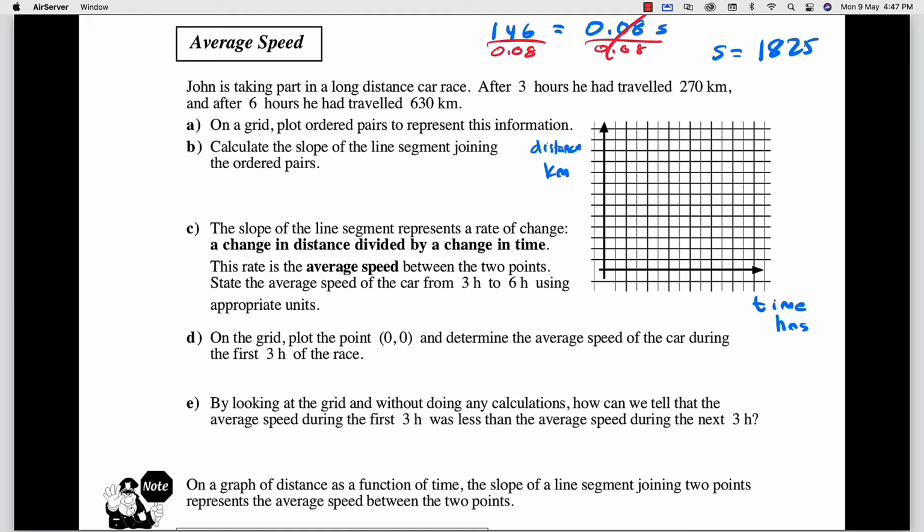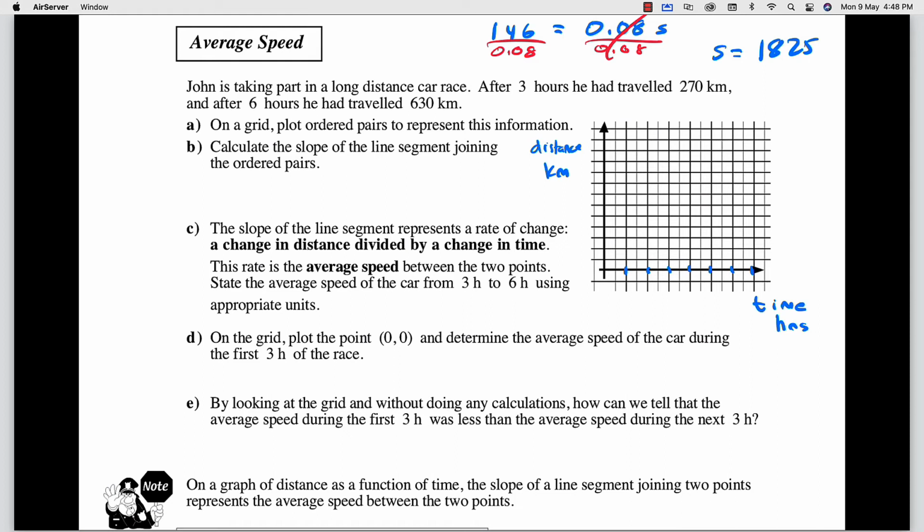The time looks like we're going up to 6 hours. So if I look along the x-axis, I've got my origin starting right here, 1, 2, 3, 4, 5, 6, 7. So that's good. It's going a little bit past what I need, and it looks like we're going to 630. So if I go up, I'll go every 2 lines, 100, 200, 300, 400, 500, 650. So that works out right there as well.